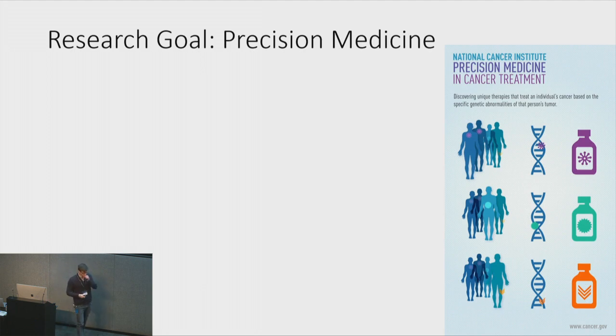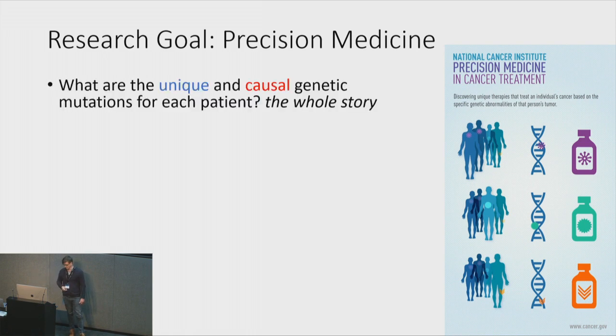When working with cancer genomics data, you always keep in mind this overarching research goal, which is precision medicine. The idea is that every patient has a unique disease, even though they share a lot of characteristics with other patients, but it's unique for that individual. And what we really want to find is the causal mutations that are driving their disease.